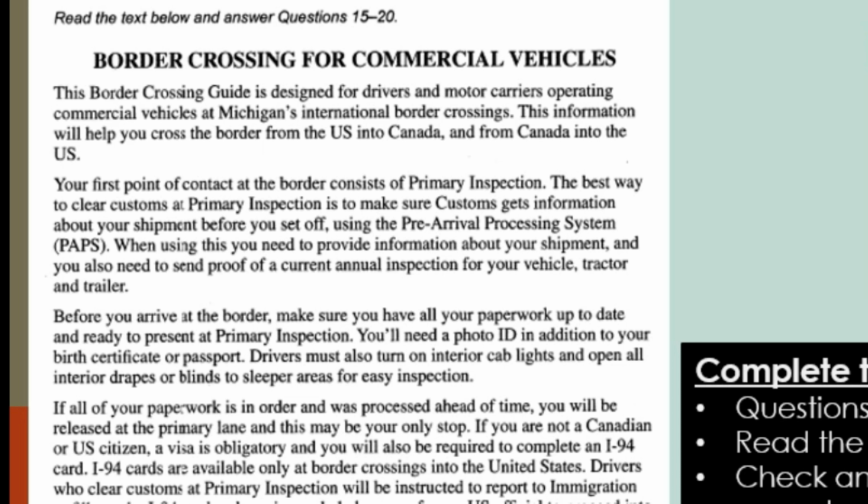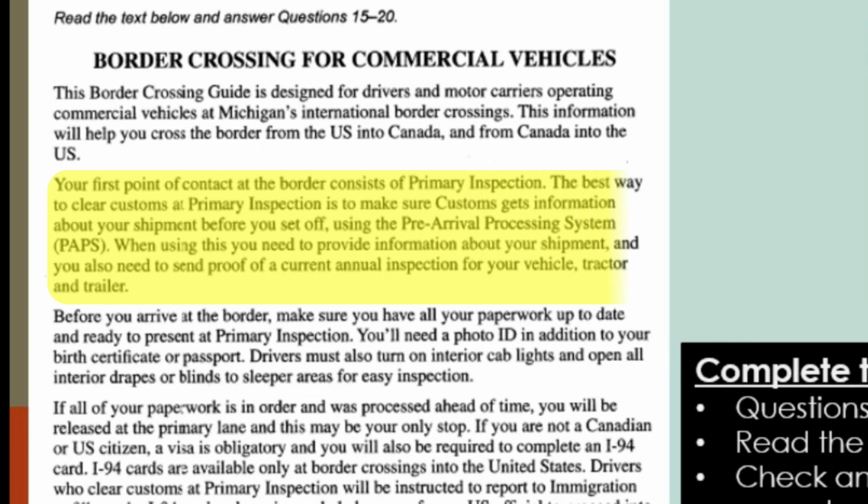Here it is, PAPS. So this is what is called skimming and scanning. So PAPS is over here. You need not go and look at the first paragraph. Just read this: first point of contact, the primary inspection, the best way to clear customs. Make sure that customs gets information about your shipment before you set up. So send your details. Now over here, speed up the border crossing. For this, send your something. Make sure that customs gets information about your shipment. So the answer for this is: send your shipment details.